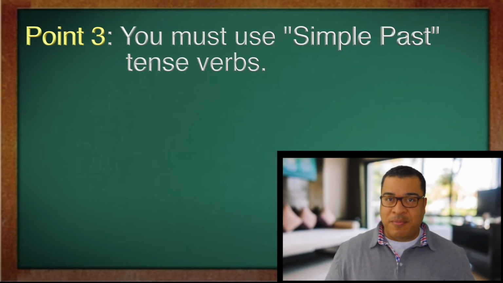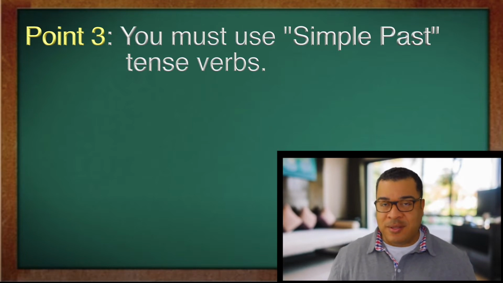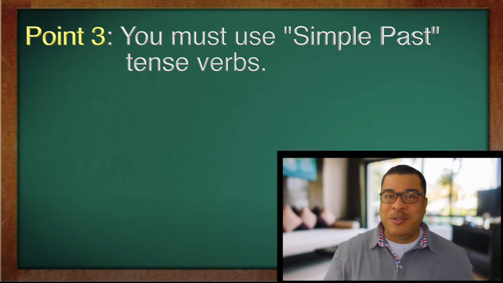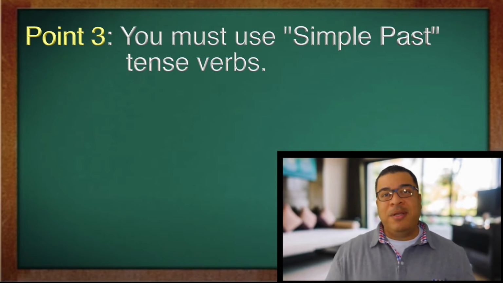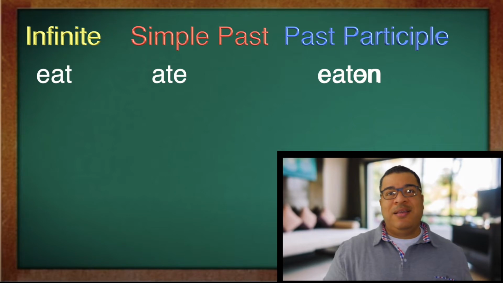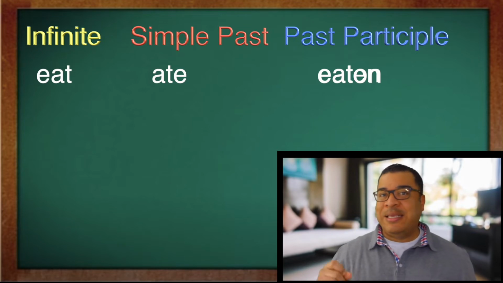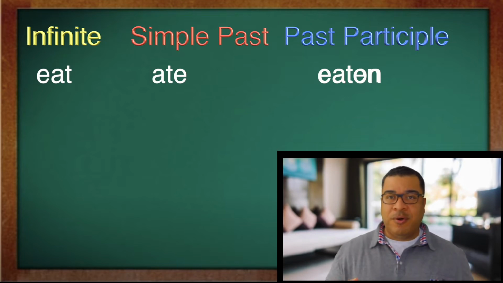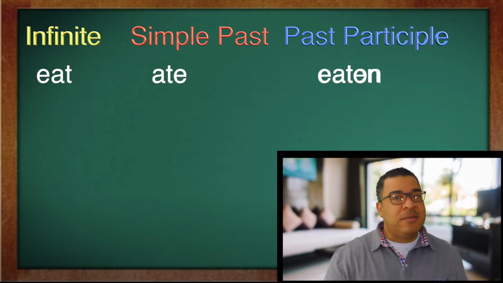The third really important point is when you're talking about something that happened in the past, you want to use simple past tense verbs. Now, if you do not know what simple past tense verbs are, please go back and watch our videos about verbs, but a quick review, you have an infinitive verb like eat, you have a simple past verb like ate, and then you have past participle like eaten. So when you're talking about something that happened in the past, a very simple story, or when you're writing about something that happened in the past, make sure you use simple past.